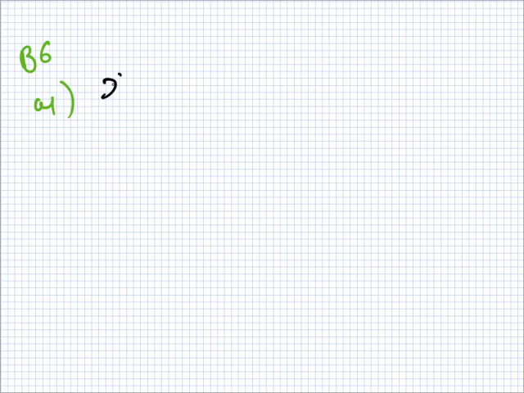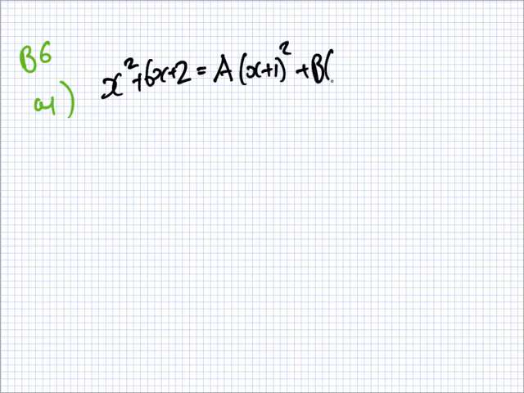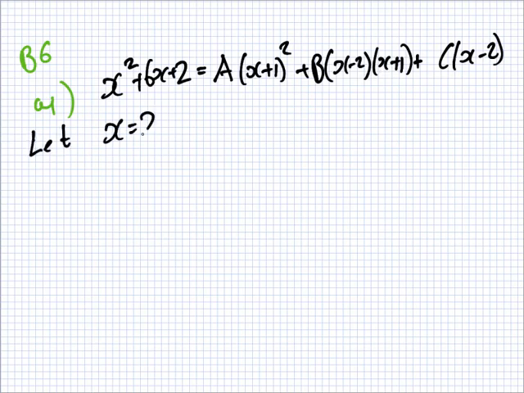Yeah, so we have to solve x squared plus 6x plus 2 equals A(x plus 1) squared, plus B(x minus 2)(x plus 1), plus C(x minus 2). So if I want to get the A, what should I let x equal to first? If I say let x equal to 2, that means I'll get 2 squared is 4, 6 by 2 is 12, 12 plus 4 is 16, plus 2 is 18, equals 9A. So A is 2 firstly.